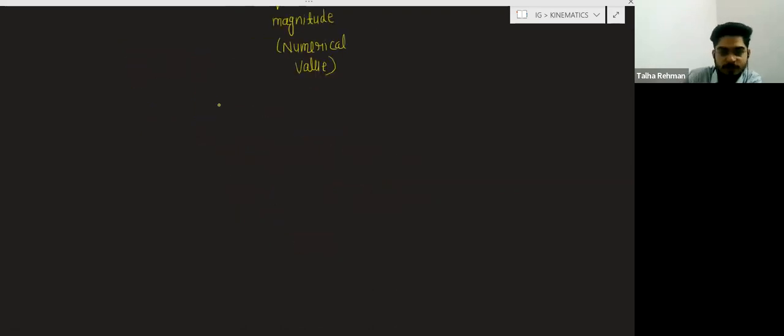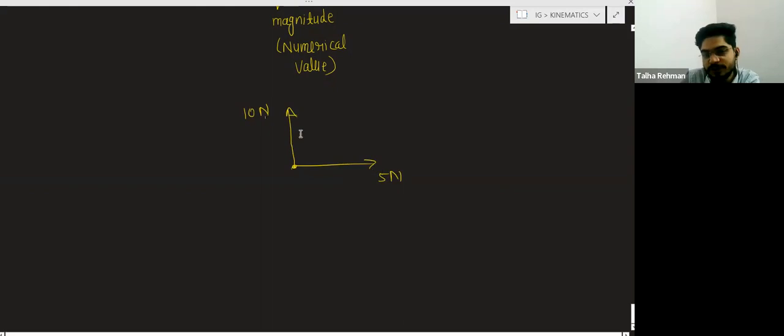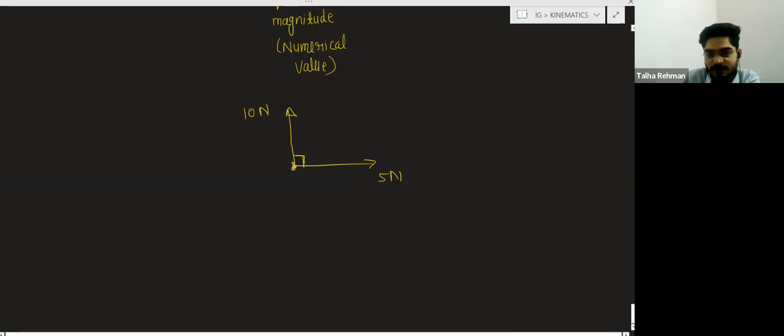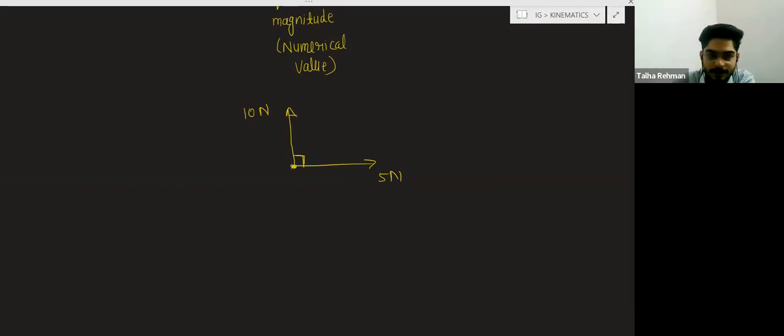Suppose this is a point, this is a force of 5 Newton in this direction, and this is a force of 10 Newton in this direction. So basically force is a vector quantity, and at a point both the forces are acting. The angle between the vectors is 90 degrees. So at this point the total force is given by somewhat in this direction. Okay, this will be the total force.